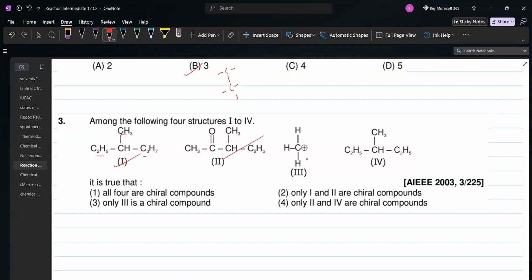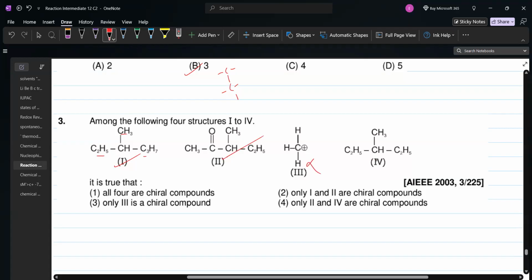This is a carbocation, and it is sp2 hybridized, so this is not chiral. Let's check out this one. Are these two similar or not? So this is not chiral. So only one and two are chiral. So this is the right answer.